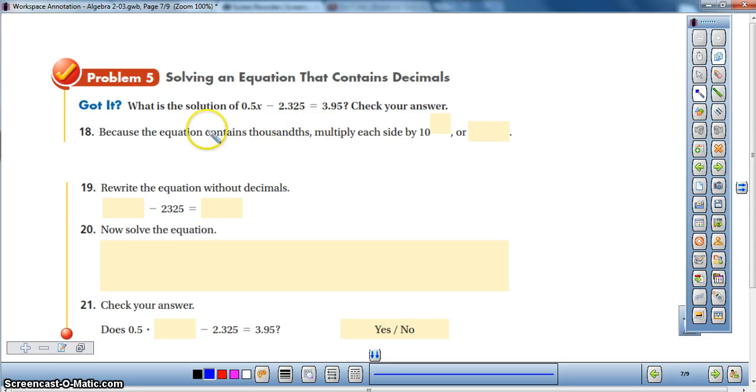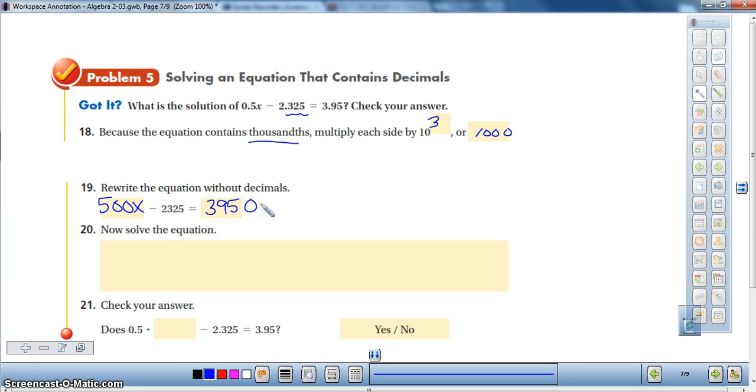What happens when you have decimals? With a decimal, you are going to be looking at 0.5x minus 2.35 equals 3.95. Because the equation has the thousandths place, we want to look at multiplying by 10 to the third, or 1,000. We want to get rid of our decimals. If you have a calculator, it's not going to be that big of a deal. Multiplying by 1,000 really means you're moving your decimal 3 places. So you would have 500x minus 2325 is equal to 3950. And now we are going to solve that. Try that one and solve it. We'll take a look in class.